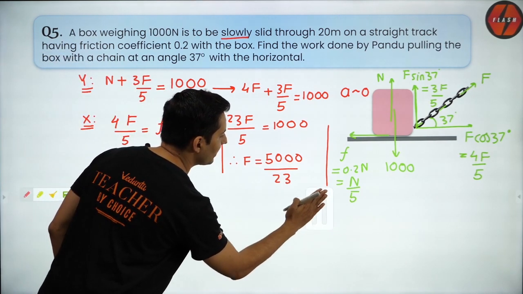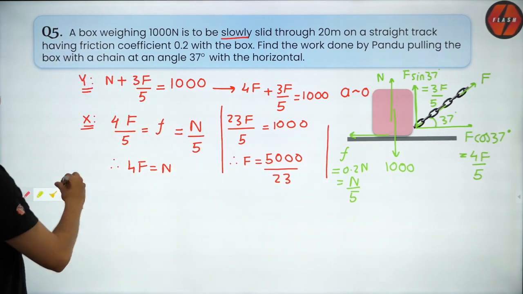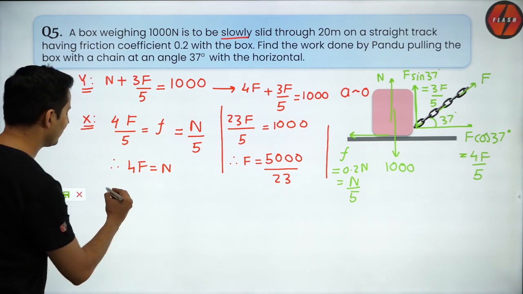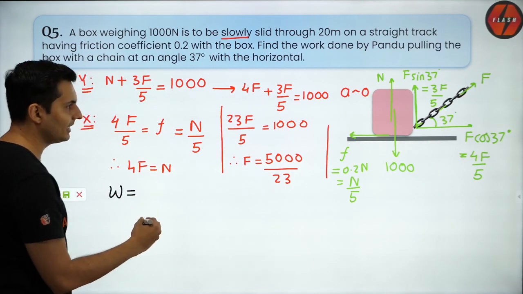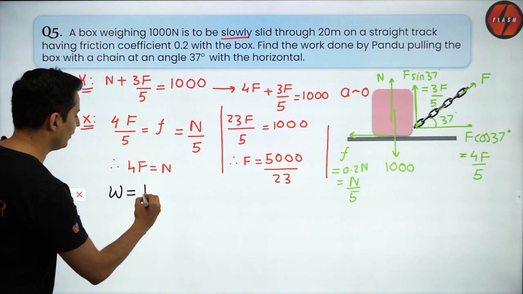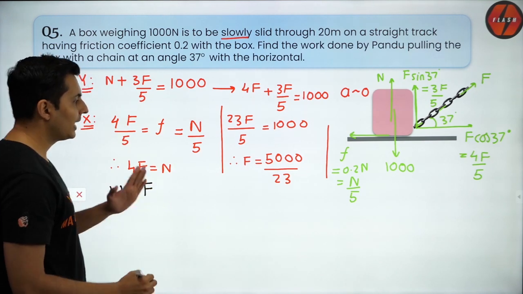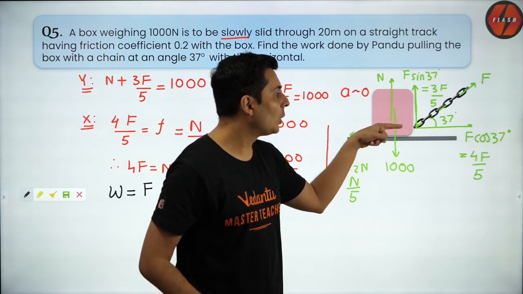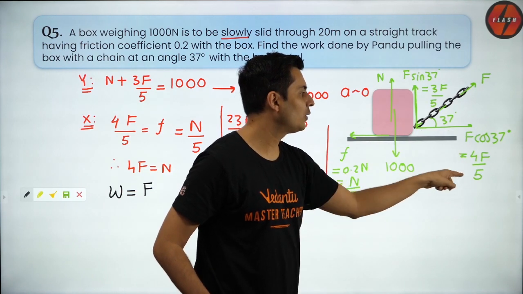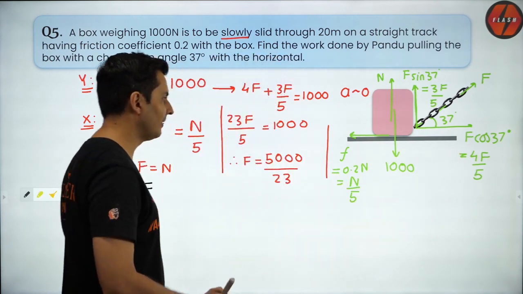Now the only job remaining is to find out the work done. Now what is the work done? Work done will be the force, but not the complete force, only this component. So which force? 4F by 5.